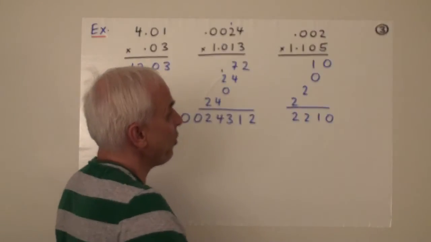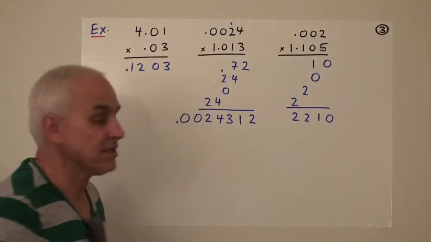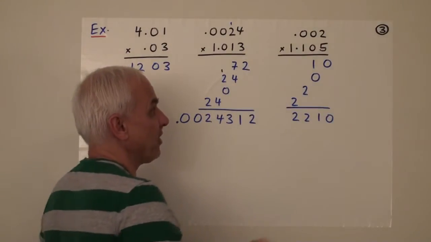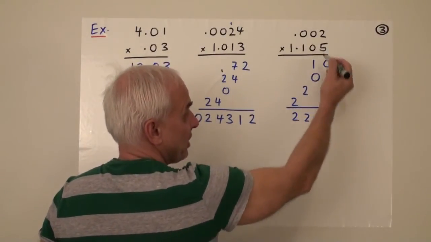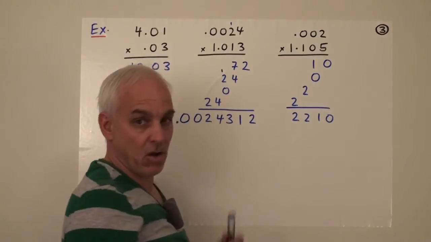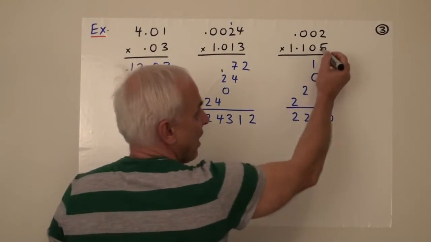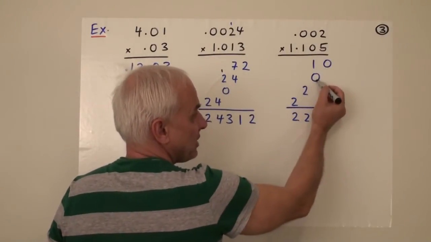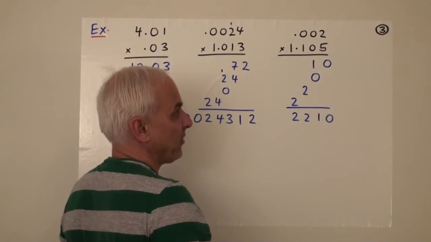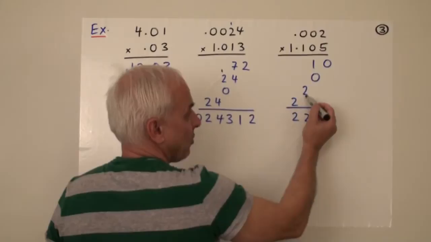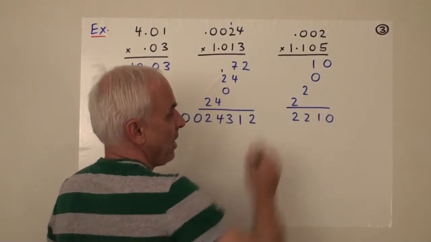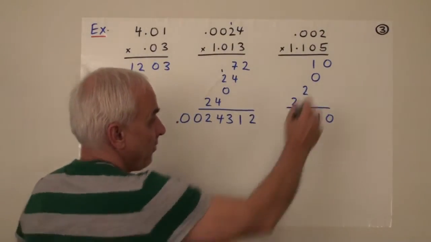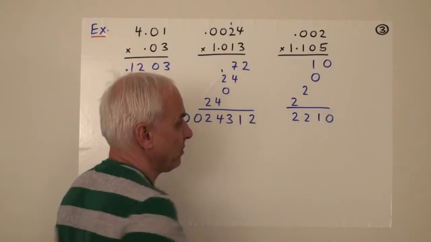All right, how about this example? 0.002 times 1.105. Again, we ignore the decimals for the time being and just do the multiplication as usual. These zeros here are not going to contribute at all in this computation. 5 times 2 is 10, so 0, carry the 1, bring the 1 down. 0 times 2 is 0. Let's put the 0 there to hold that place. And then 1 times 2 is 2, which has to appear in the hundreds column. And then this 1 times 2 is another 2, which appears in the thousands column. Then bring them down: 0, 1, 2, 2.